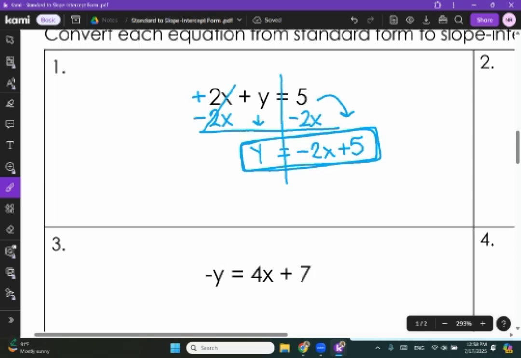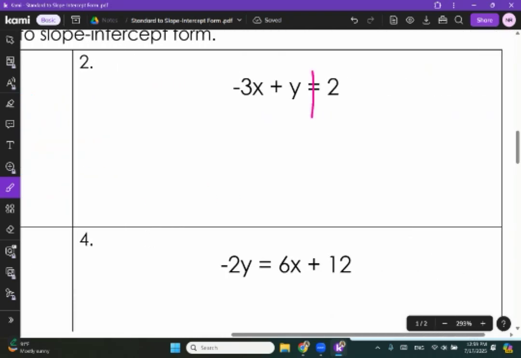Okay? You have converted from standard to slope-intercept form. You have converted an equation from where x and y are on the same side to where it's just y equals. And that allows us to put this equation into our calculator so we can see the graph. And so we can recognize that that -2 is a slope and that 5 is the y-intercept. But today, the focus is knowing how to go from here to here, okay? So let's do that with the next one.